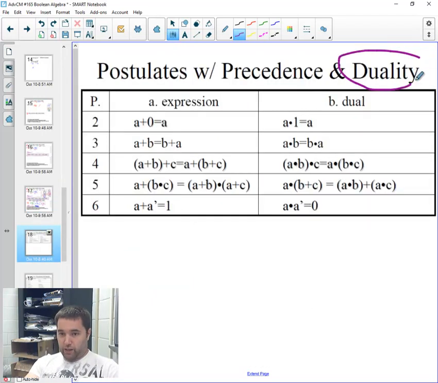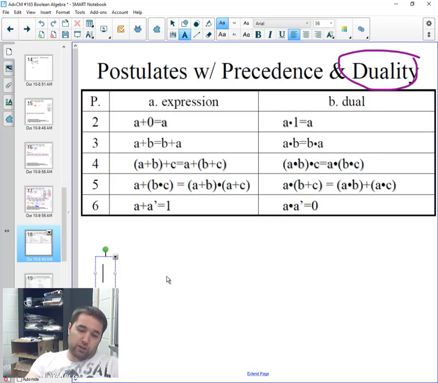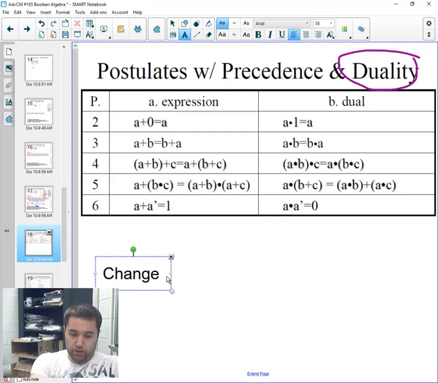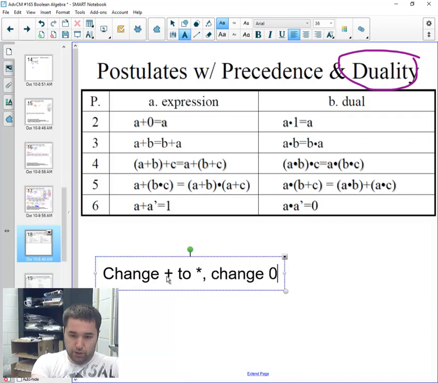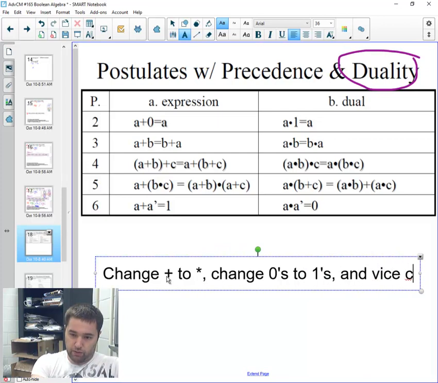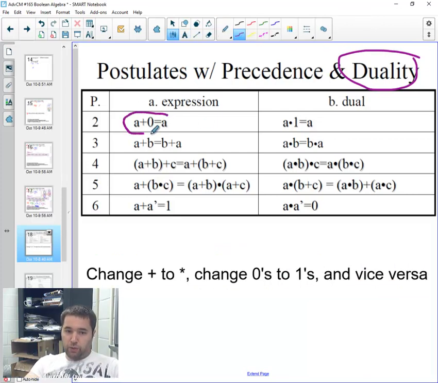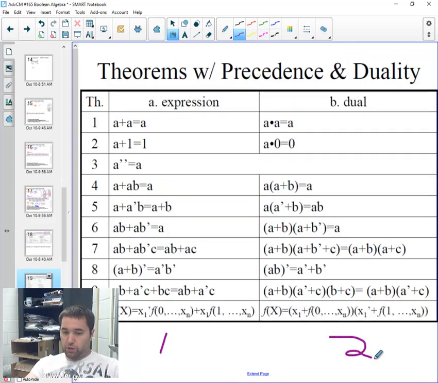Then we have duality. What duality is: change pluses to times, change zeros to ones, and vice versa. What that means is if I can give you a rule with addition, there exists a rule with multiplication. That means if I give you 1, you should be able to produce 2. If I give you 2, you should be able to produce 1.